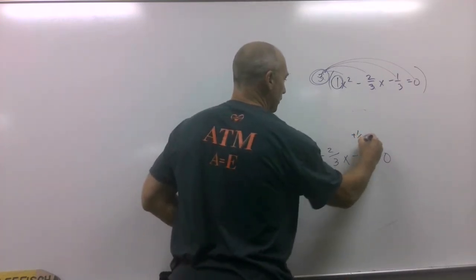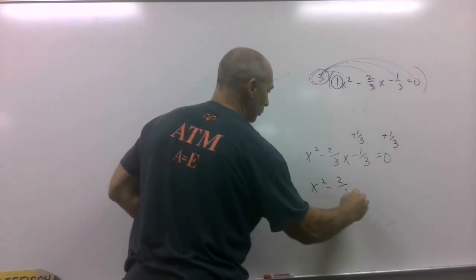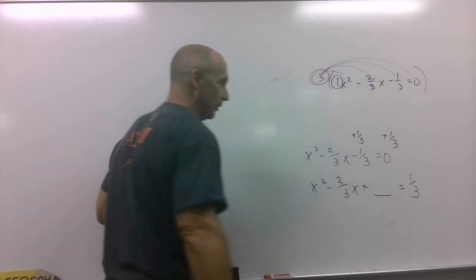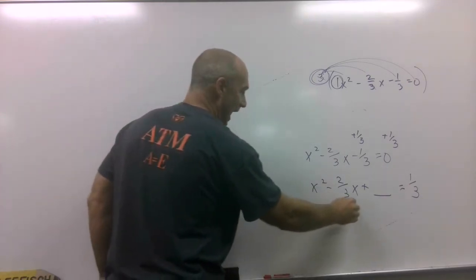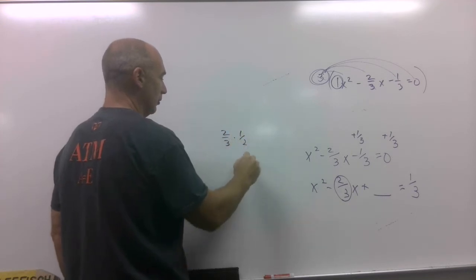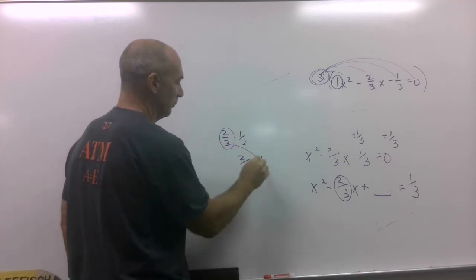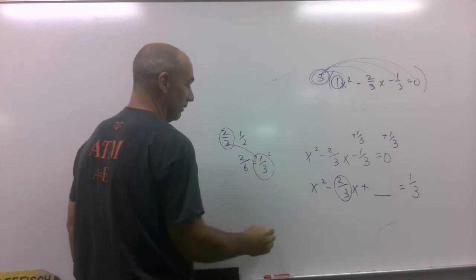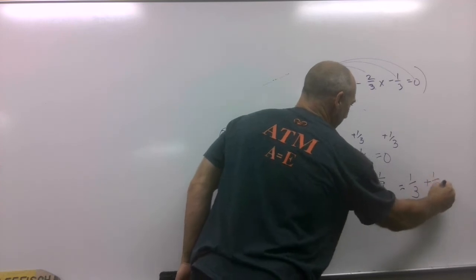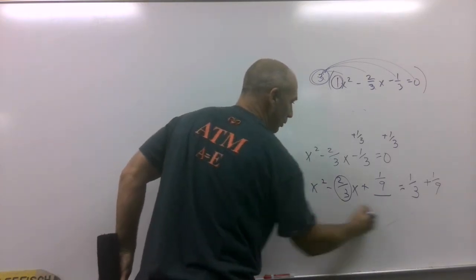So I'm going to deal with this the way I dealt with the others. So I'm going to add 1/3, add 1/3, and I get x² - 2/3 x plus space equals 1/3. Here comes a little bit of a yuck. What's half of 2/3? Well, if I take half of 2/3, I get 2/6, which is 1/3. That should have taken me right to 1/3. What do I got to do to this? Square it. So that would be 1/9. If I add 1/9 to that side, I got to add 1/9 to that side. Believe it or not, this is a perfect square trinomial.